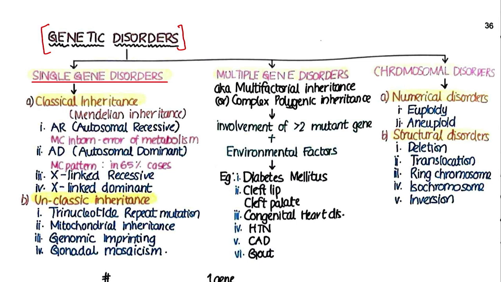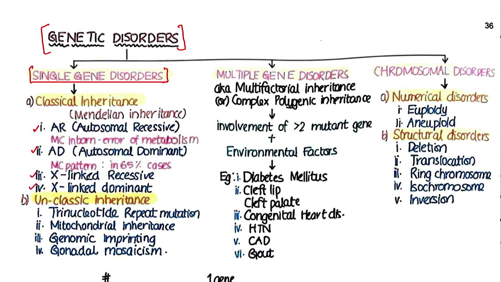So first are the single gene disorders, meaning disorders of one gene. Single gene disorders can be inherited in two ways. One is classical inheritance, also known as Mendelian inheritance, which we have been reading for the last 10 years. Unclassical inheritance is another way in which these genes can be inherited. Mendelian inheritance is the classic inheritance. There are four mechanisms: autosomal recessive, autosomal dominant, X-linked recessive, or X-linked dominant.